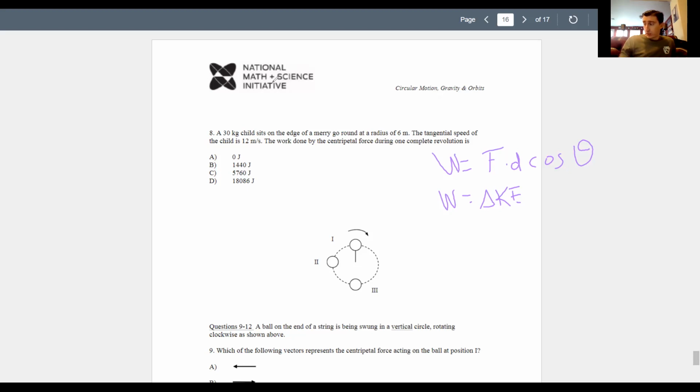The centripetal force here, the angle between the force and the displacement is going to be 0 degrees, which then cancels this out to be 0. It gives me the work to equal 0. So the work here is equal to 0. Therefore, the kinetic energy is equal to 0. Okay. So therefore, my answer is going to be A.